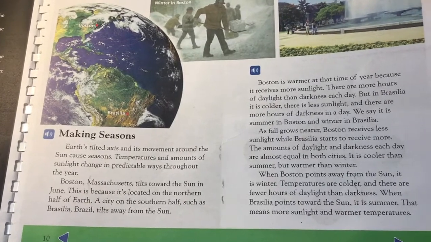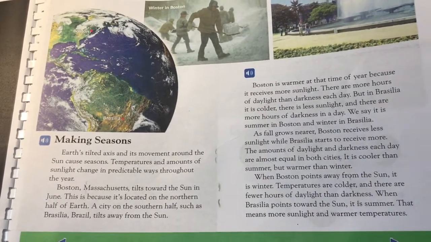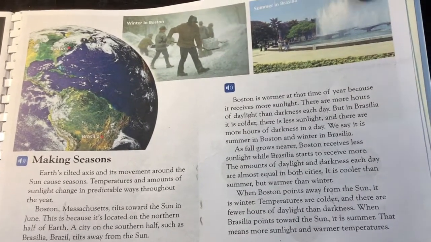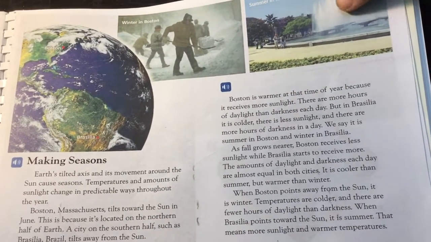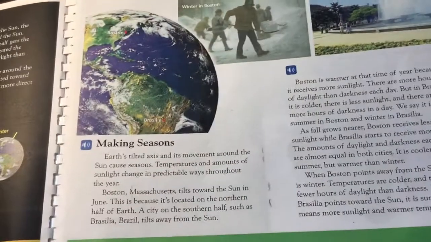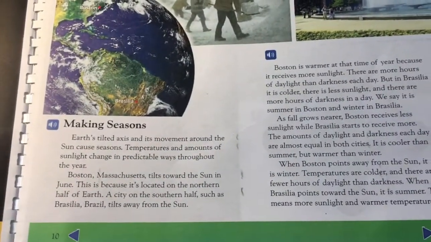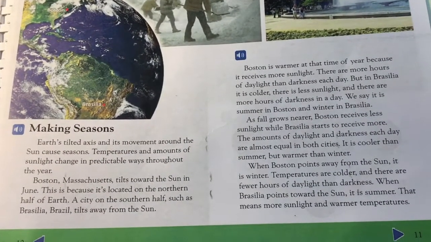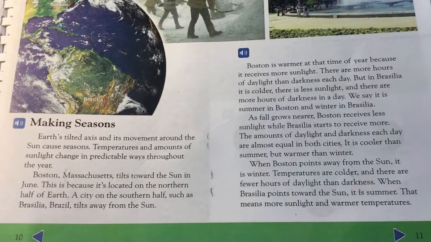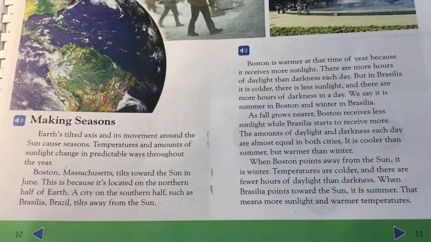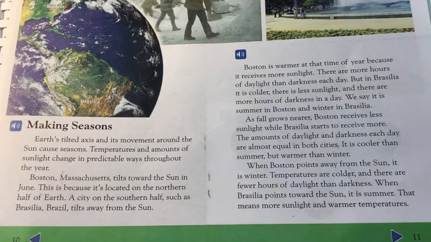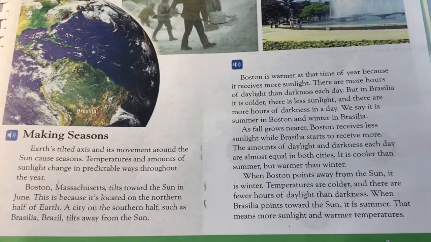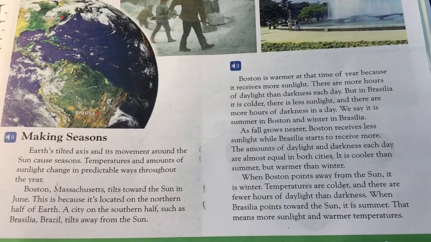As fall grows near, Boston receives less sunlight, while Brasilia starts to receive more. The amount of daylight and darkness each day are almost equal in both cities. It is cooler than summer, but warmer than winter.